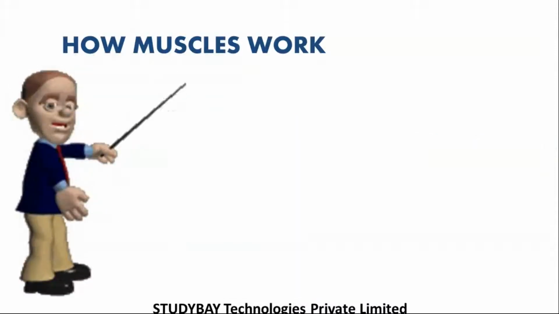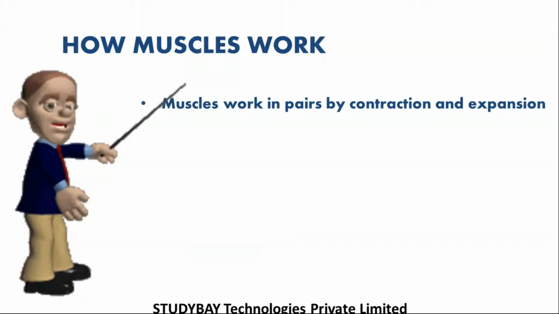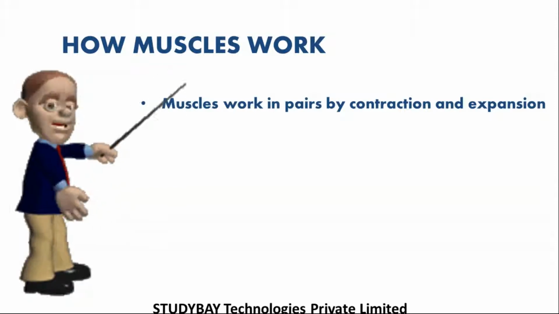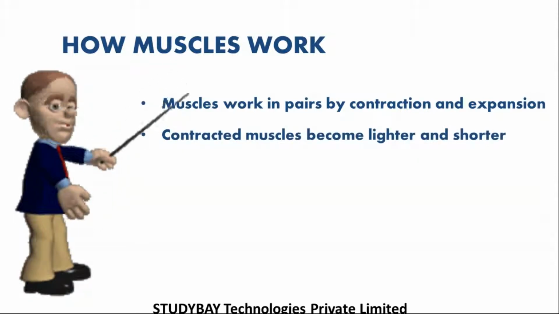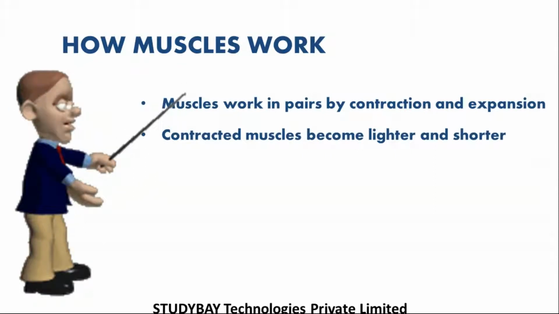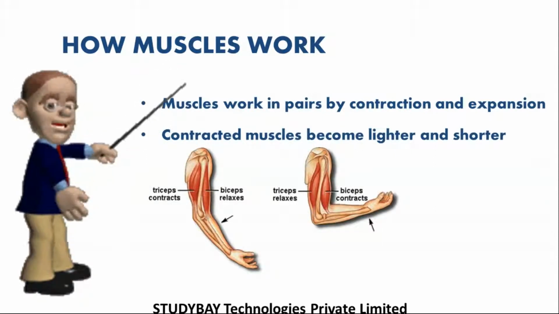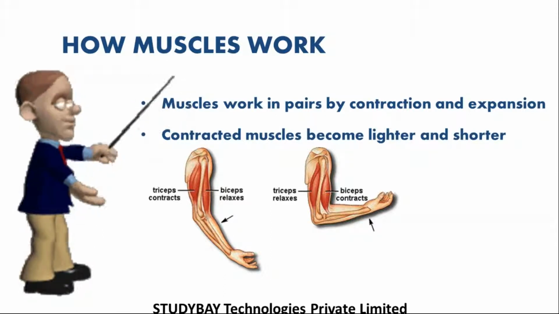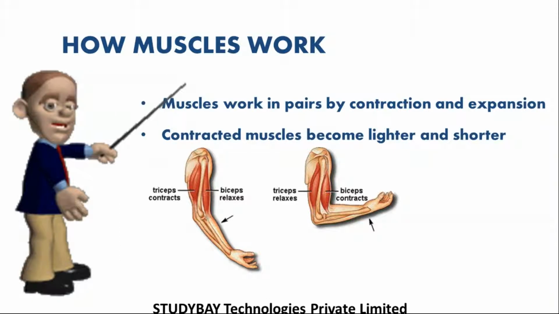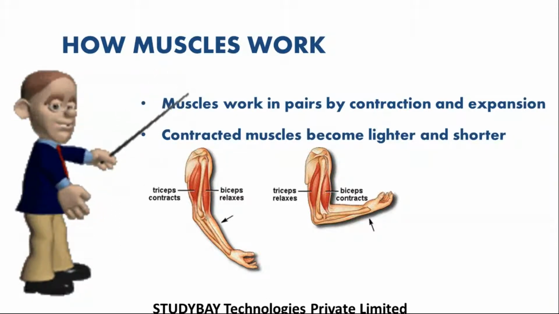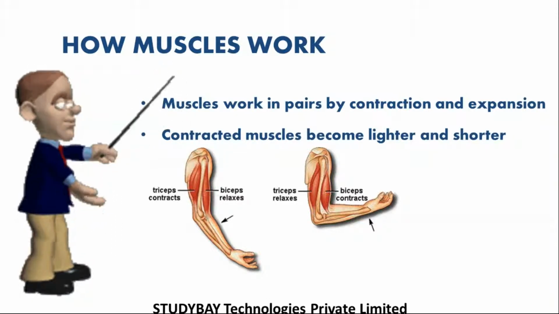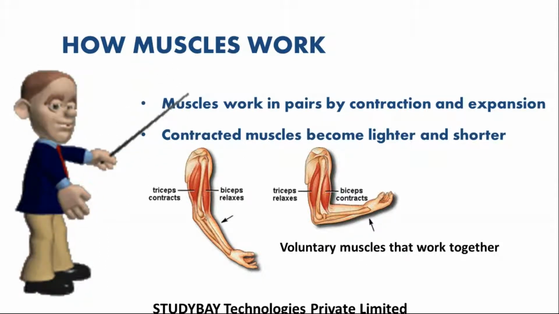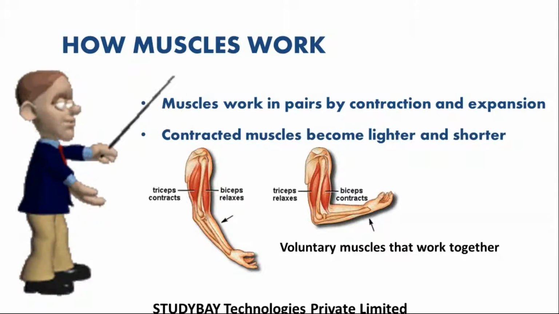Now, how do muscles work? Muscles work in pairs by contraction and expansion. That's what we have just seen in the case of our cardiac muscles. These contracted muscles become lighter and shorter. You can see here the muscles of triceps and biceps. So if the biceps relax, the triceps contract. And if the triceps relax, the biceps contract. Now, these are the voluntary muscles that actually work together.